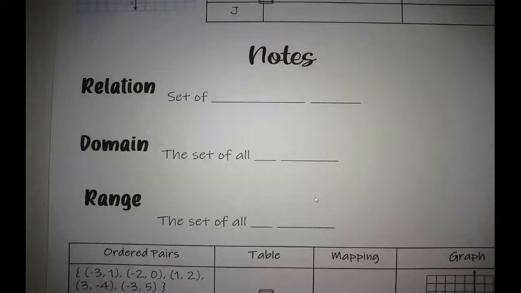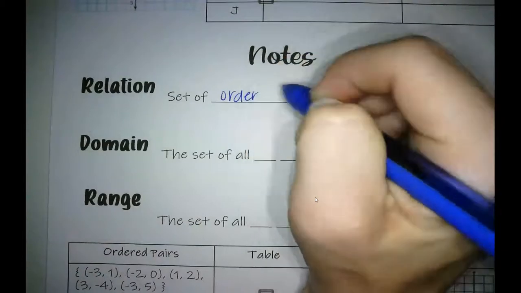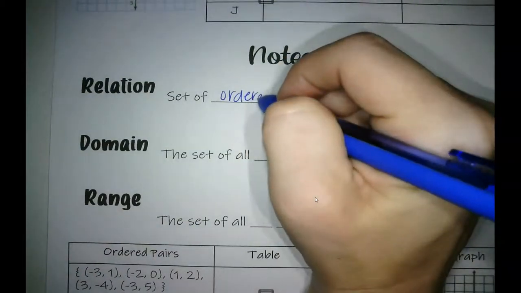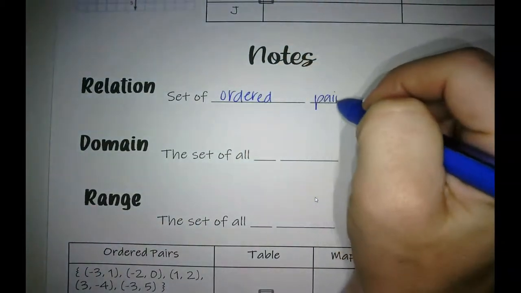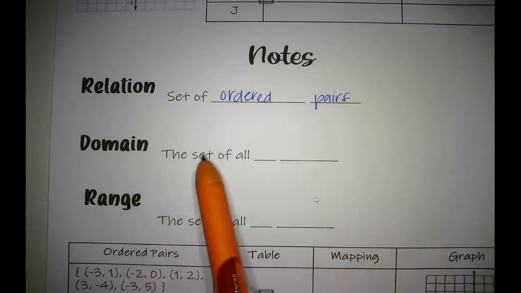Alright, let's get started on looking at some domain and ranges. First, let's define what a relation is. A relation is just a set of ordered pairs. So remember what ordered pairs were? They were our points, our x and y. So we're going to start talking about domain and range.